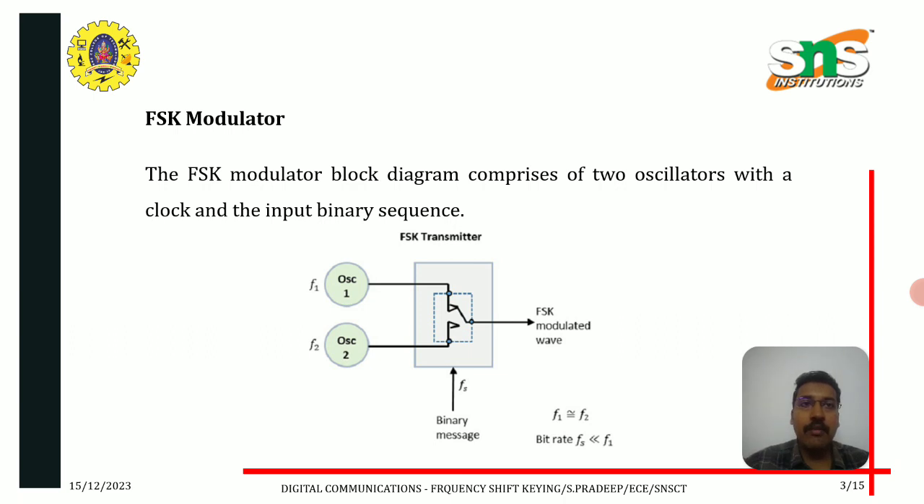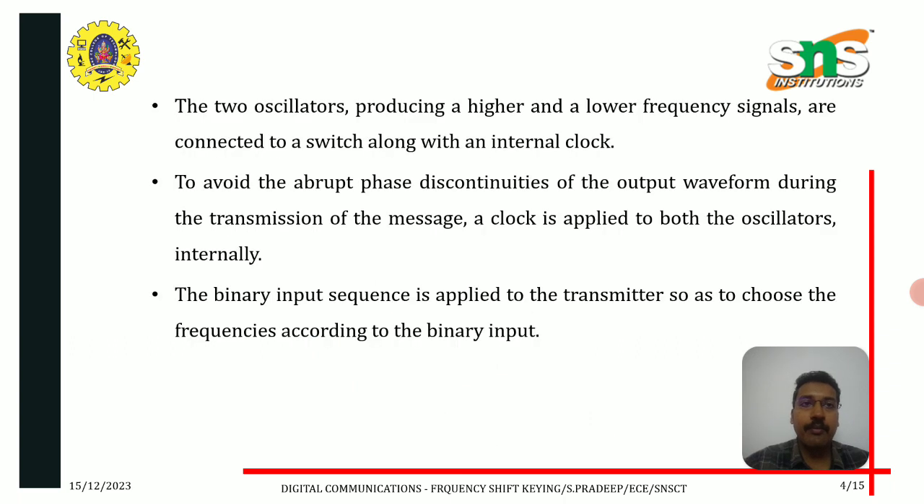This block diagram shows the FSK modulator. The FSK modulator comprises two oscillators with a clock and the input binary sequence. The two oscillators producing higher and lower frequency signals are connected to a switch along with an internal clock. To avoid abrupt phase discontinuities of the output waveform during the transmission of the message, a clock is applied to both the oscillators internally. The binary input sequence is applied to the transmitter so as to choose the frequencies according to the binary input.